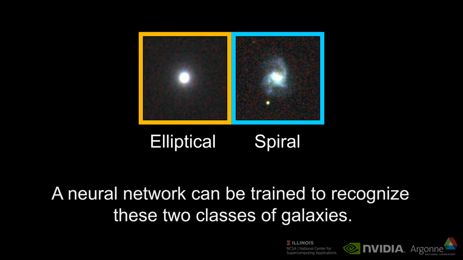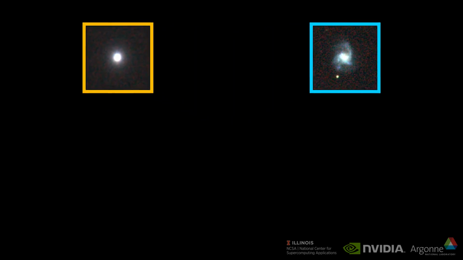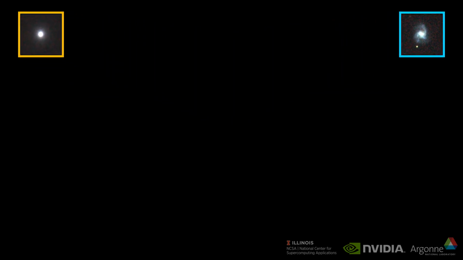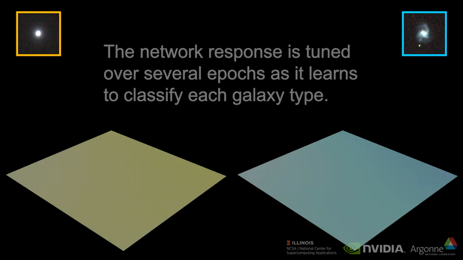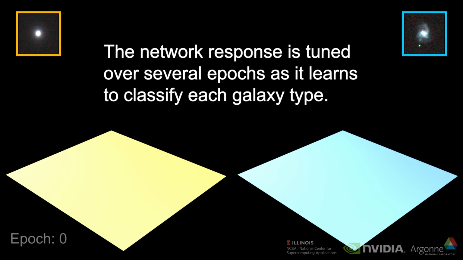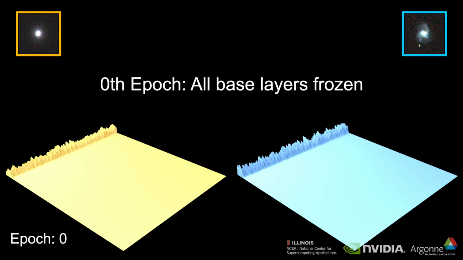An artificial intelligence algorithm, called a neural network, can be trained to recognize these two distinct classes of galaxies using these images alone. The neural network has millions of free parameters, called weights, which are arranged in layers and are tuned as we train the network. As the weights in the neural network are trained, we can visualize their response at each stage or epoch in the training process. Here we are visualizing the output from the penultimate layer in the network.